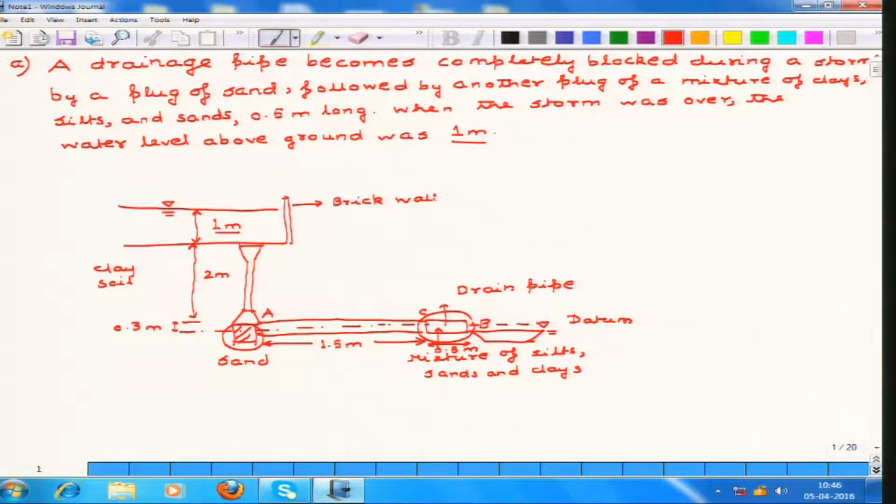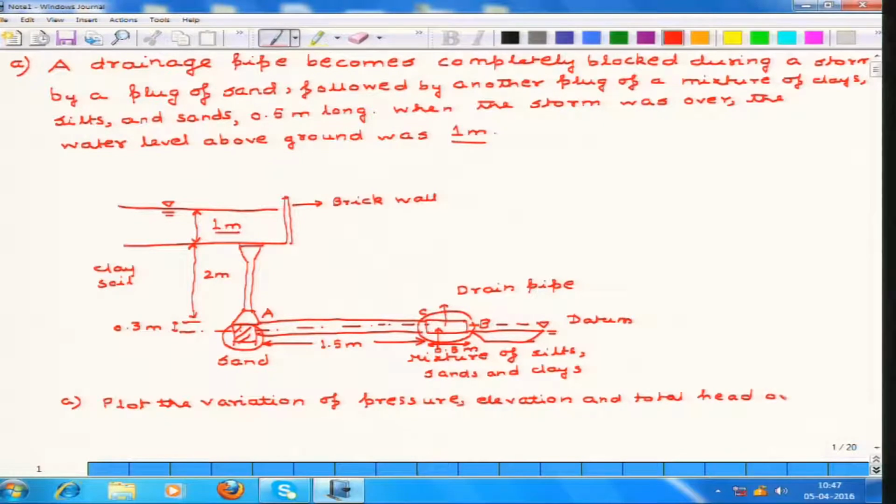So it is asked in the question to first plot the variation of pressure, elevation and total head over the length of the pipe.